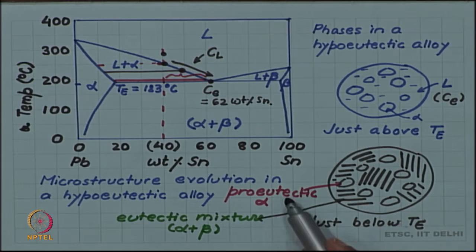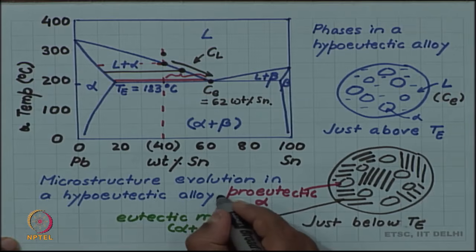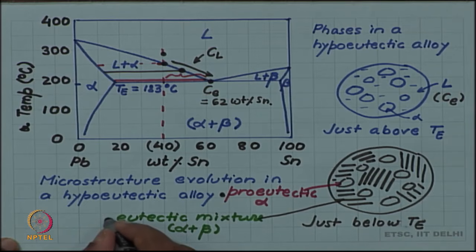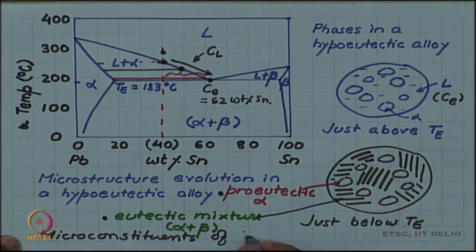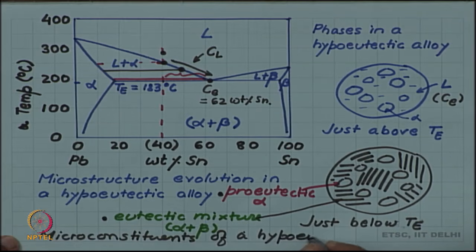So, the pro-eutectic alpha and the eutectic mixture are the two microconstituents of the hypoeutectic alloy.